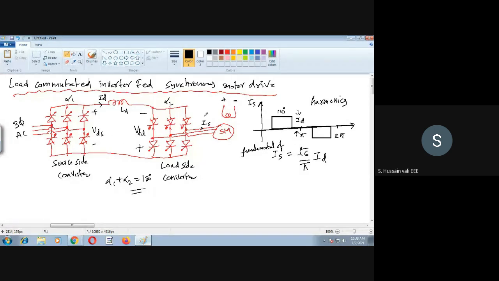Simple logic. First of all, I hope you remember how you control the synchronous motor. We have seen in the last class itself how you control the synchronous motor. So we will draw a block diagram and I will explain further. This is the load commutator inverter fed synchronous motor drive. This is only the power circuit I have drawn. Now I will draw the complete block diagram so that we can have the explanation of how it actually works.